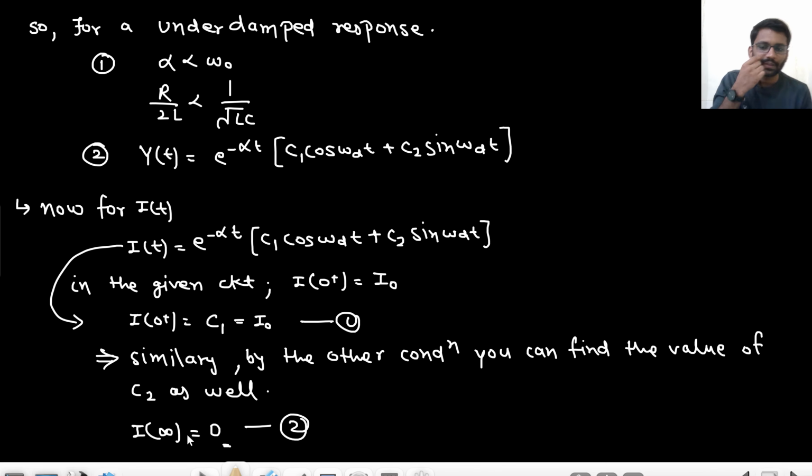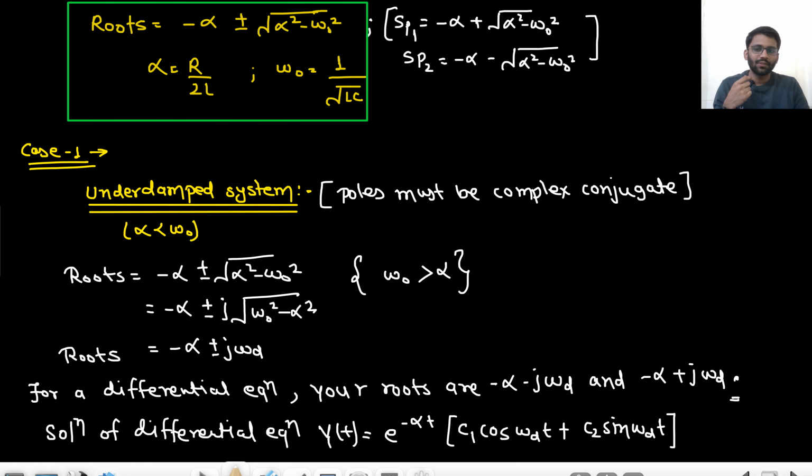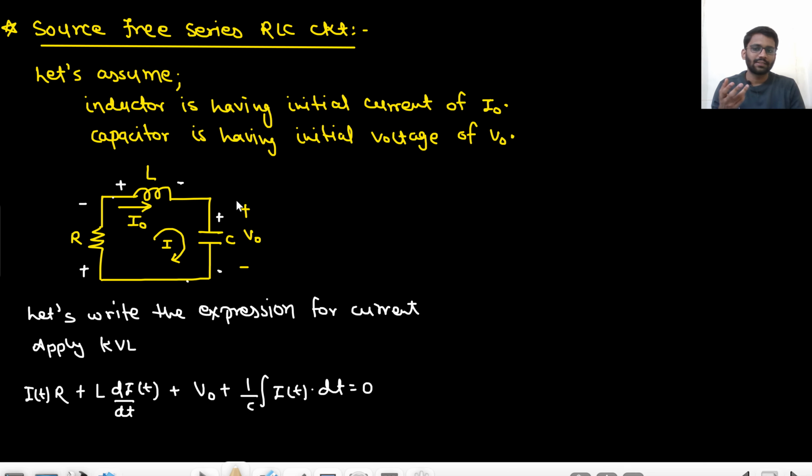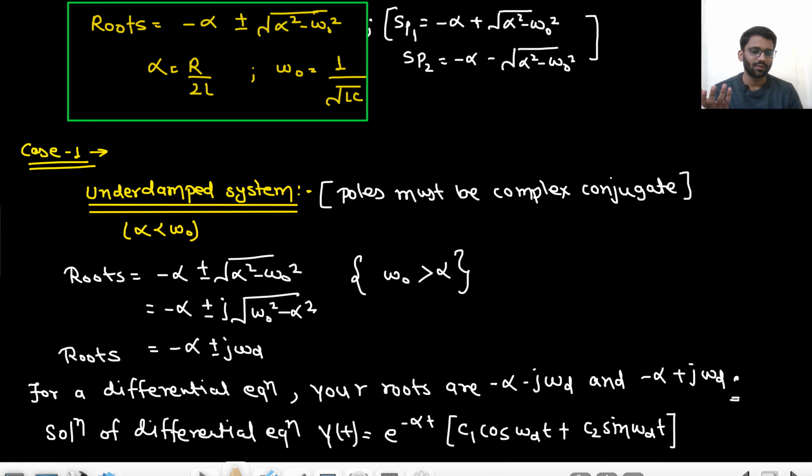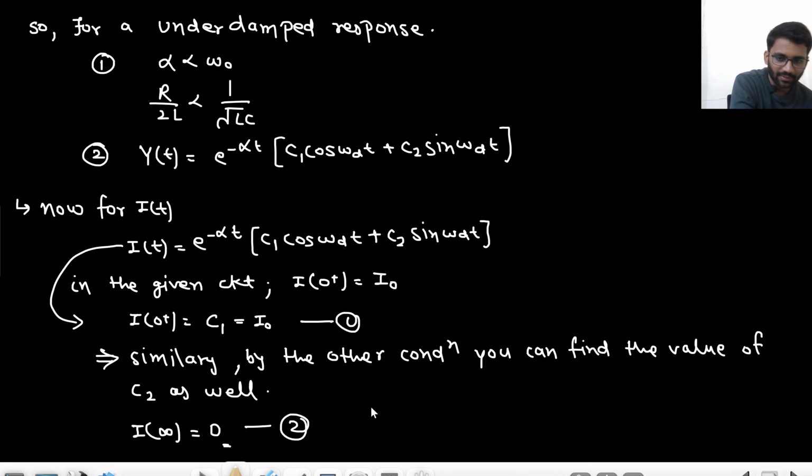Why will i(infinity) be 0, by the way? Because at infinity, this capacitor will be open circuited, right? And the inductor will be shorted. Since it is open circuited, there can be no current flow, right? For this, I can make the circuit as well. This is the circuit at t equals infinity, that means a steady state.